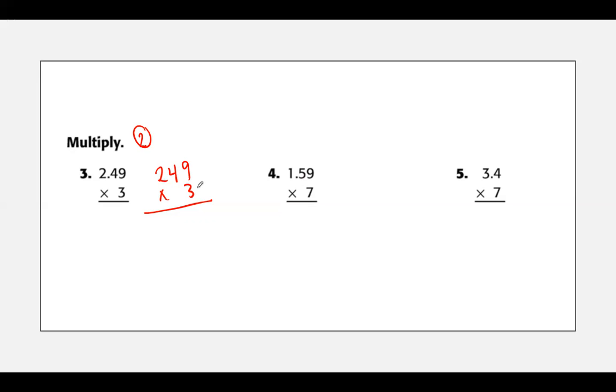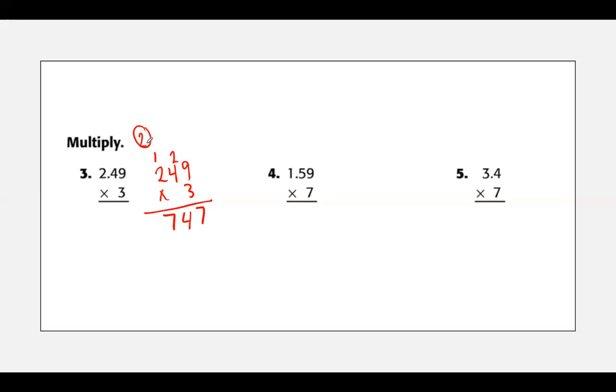Okay, so 3 times 9 is what? Say it out loud. I hope you said 27. 3 times 4 is 12, plus 2 is 14. And 3 times 2 is 6, plus 1 is 7.